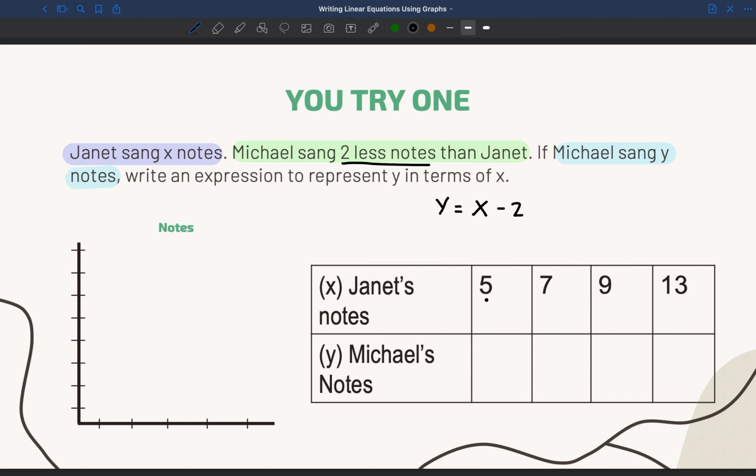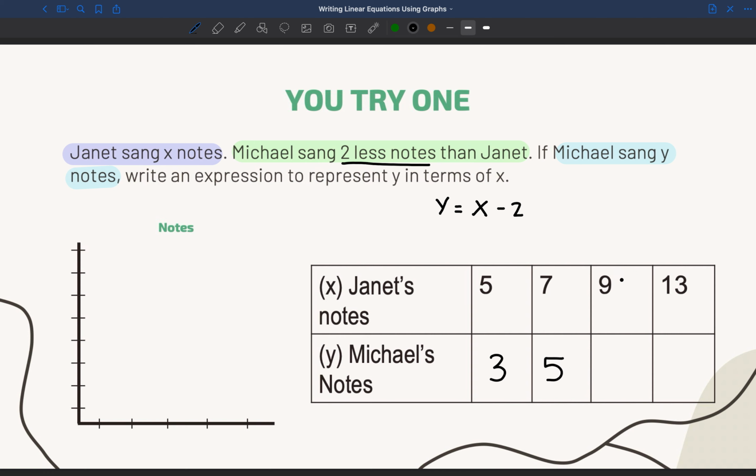Now we're going to plug in our equation into our chart. So whenever Janet sang 5 notes, we're going to plug that in for X. Michael sang 2 less notes, so 5 minus 2 would be 3. Whenever Janet sang 7 notes, Michael sang 2 less notes, which would be 5.